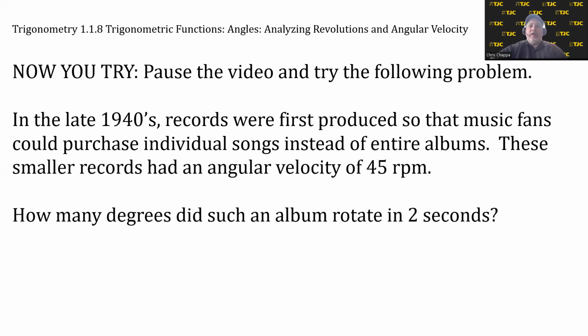Pause the video and try the following problem. In the late 1960s, records were first produced so that music fans could purchase individual songs instead of entire albums. These smaller records had an angular velocity of 45 RPMs, revolutions per minute. How many degrees did such a record rotate in 2 seconds? Pause the video and give it a try.